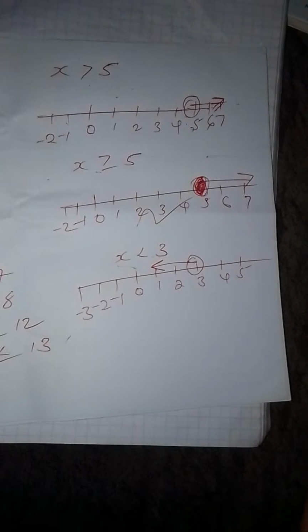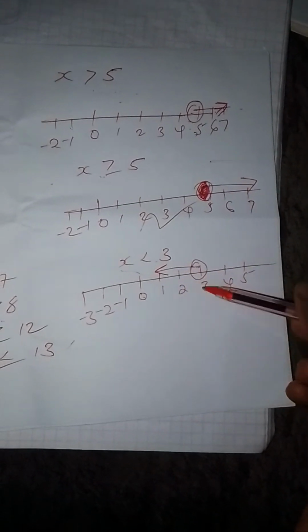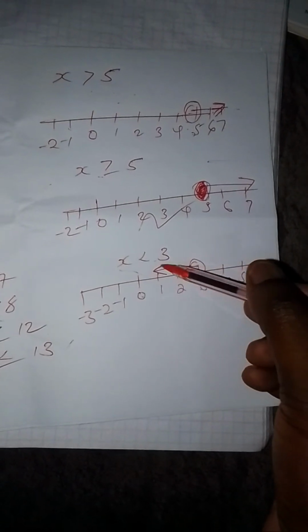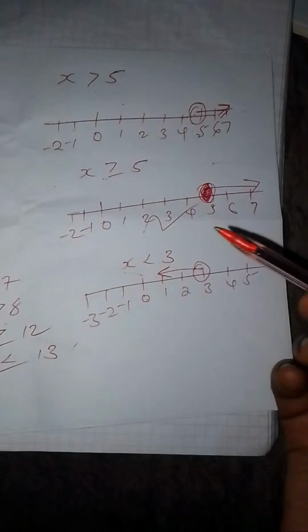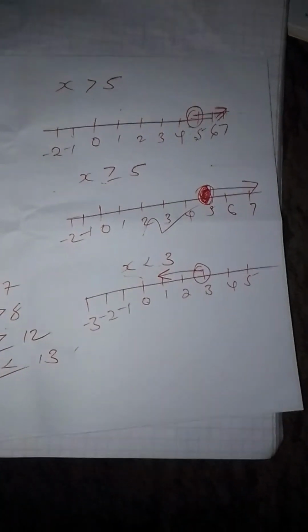You can stop anywhere. You can even stop at 1, or you can even stop at 2, provided that you don't stop at 3 and you show your arrow moving. Then you shall always be on point.